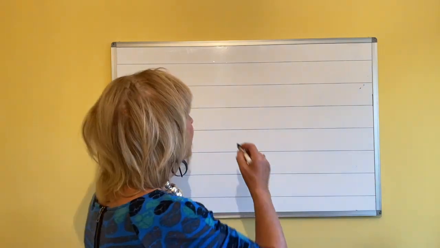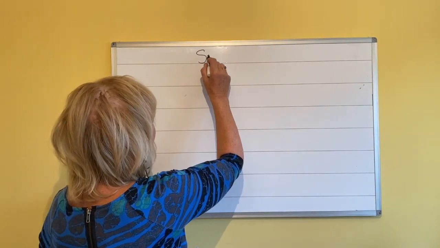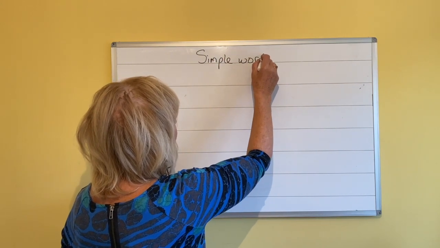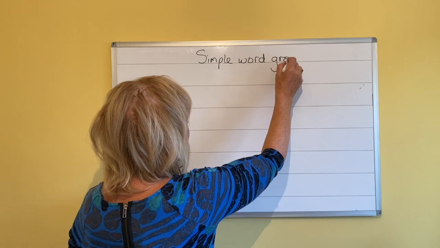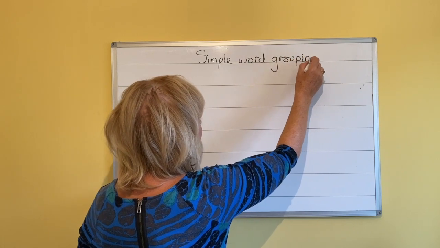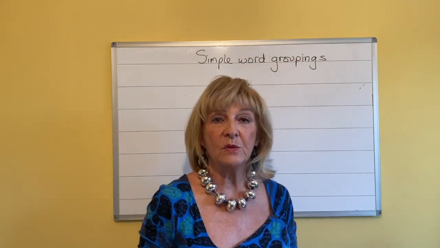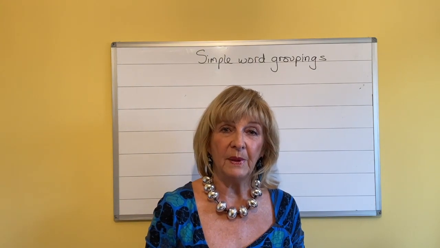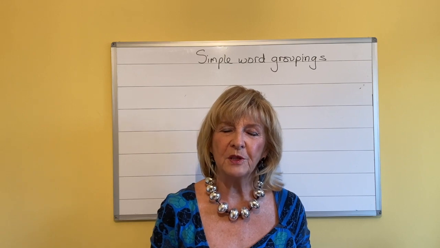We're moving on now to simple word groupings. By that I mean common words that come together all the time. Let me write the heading in longhand. Simple word groupings. By groupings, I mean words that naturally go together. So it was a, it would be, I will be, he will be, etc. Things that come together all the time.